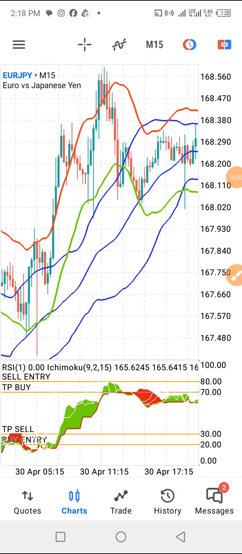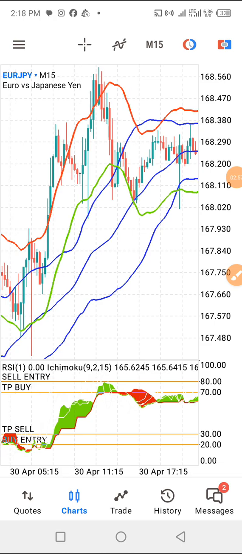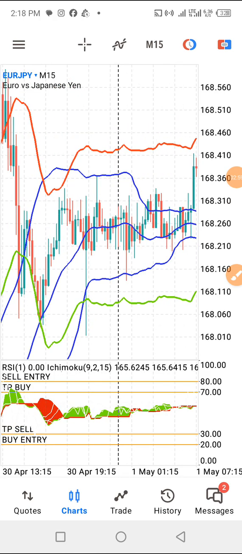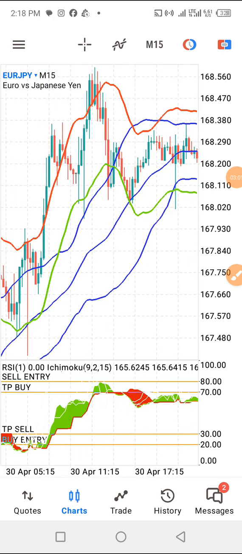Please always be patient so that you don't end up losing your trade or losing your account. Is that clear, guys? Because when the conditions are properly met, you will hardly lose your earning. So please always be patient enough for this condition to come in place.